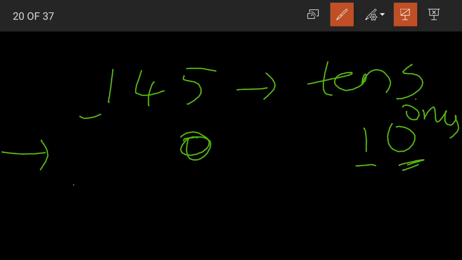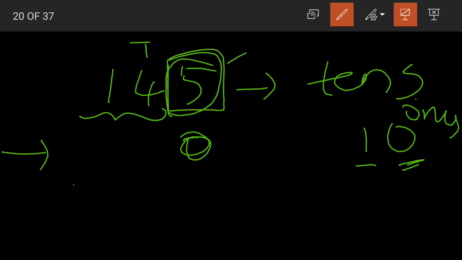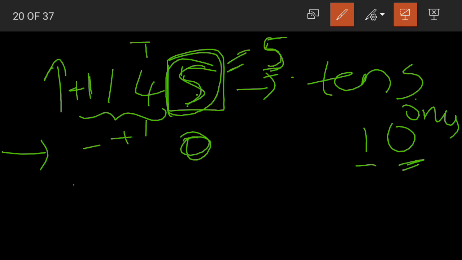Now what about the other digits in the number? We are estimating to the nearest tens, yes or no? So we look at the digit in the ones place. It is equal to 5. That means we need to round up, which means we need to add 1 to the digit in the tens place.